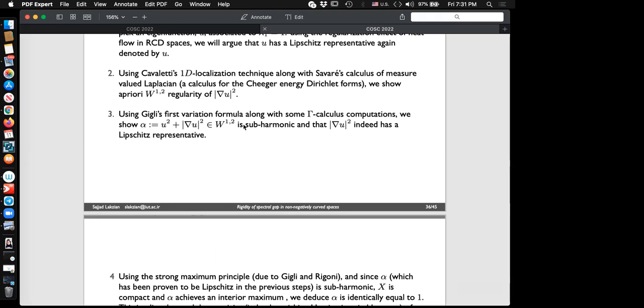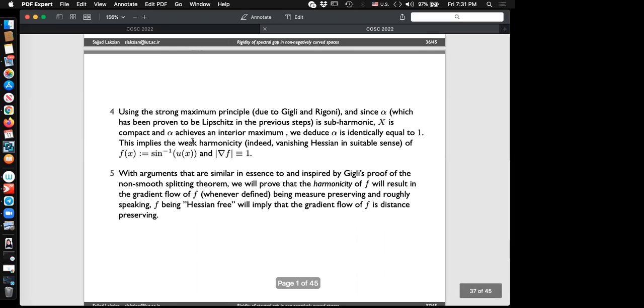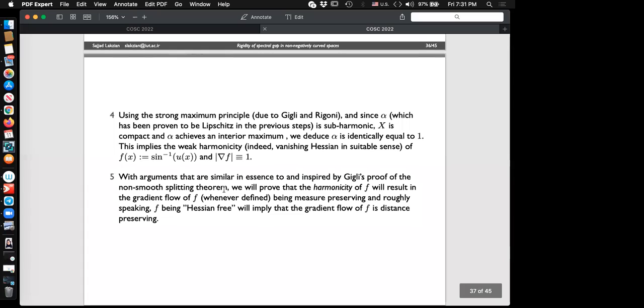So that's one difficulty, which comes with 1D localization, and I'm not going to go into the details much because it takes a lot. My time is also over, so I'm going to move faster. The other steps are more or less similar to what you would do in the smooth setting, but each step doesn't just follow with the same computations. You have to do all the dirty work in these less regular spaces to get the same result.